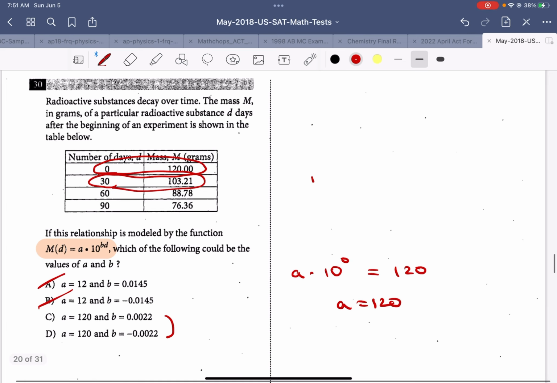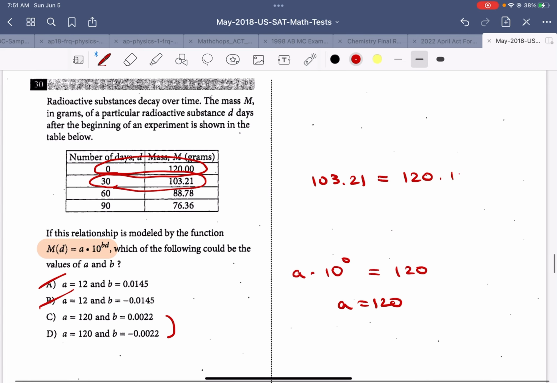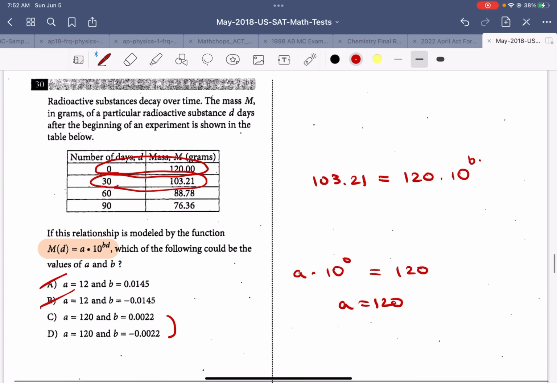So you should get 103.21 for M. That's going to be equal to the initial value we found, 120. A value is 120, times 10 to the p times 30, where the d value is 30.